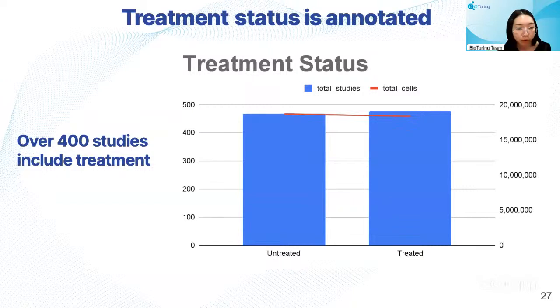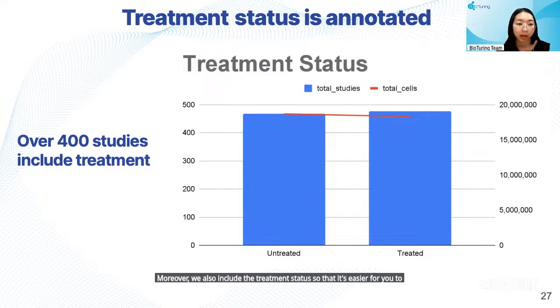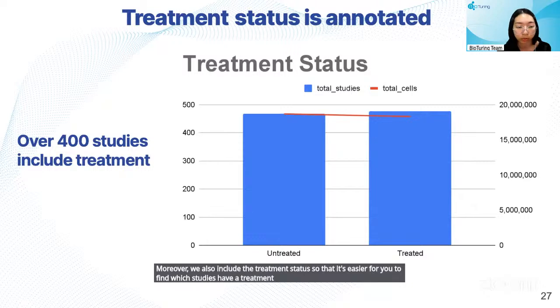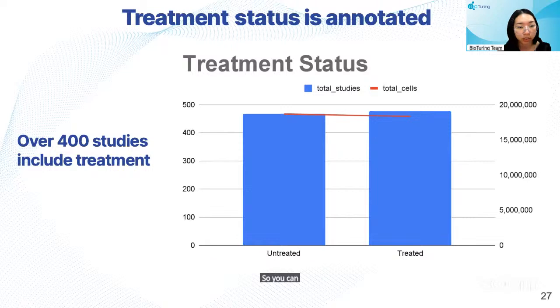Moreover, we also include the treatment status so that it's easier for you to find which studies have a treatment versus ones that don't. Here you're able to find over 400 studies that do include some sort of treatment. So you can look further into those studies to see what kind of treatment they offer.